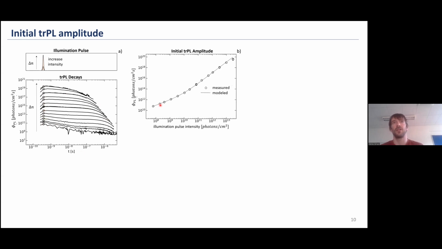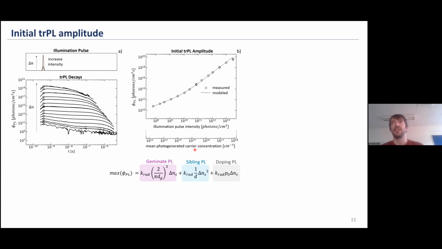And we can plot this maximum amplitude of the trPL versus the intensity of this illumination pulse. Or we can also convert this into a mean photogenerated carrier concentration. And we can take our equation for the PL, and we know the profile, because when we excite, we have this exponential decay, and we can get an analytical expression out of this.